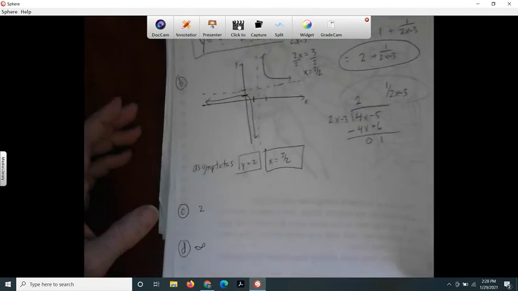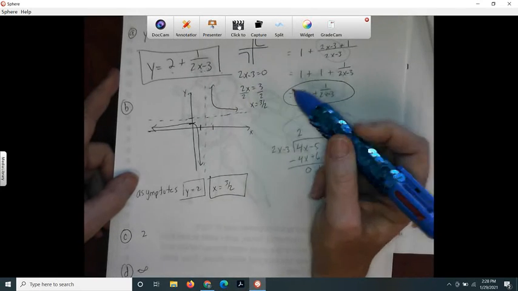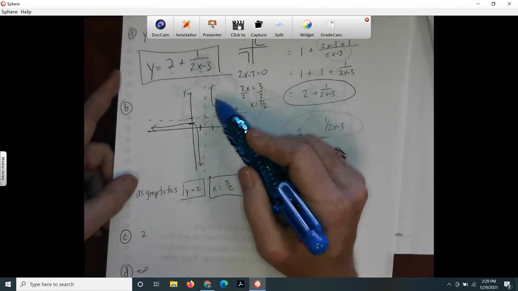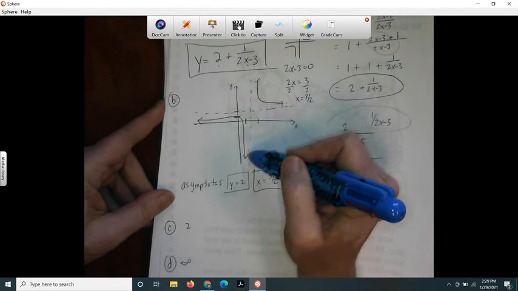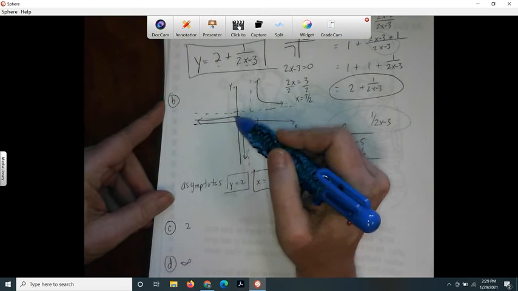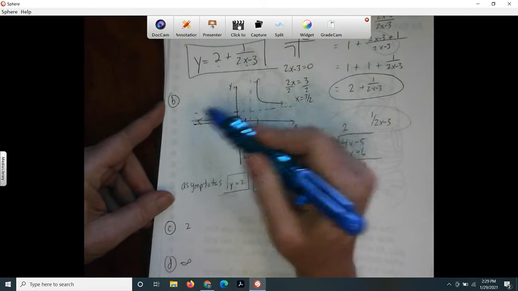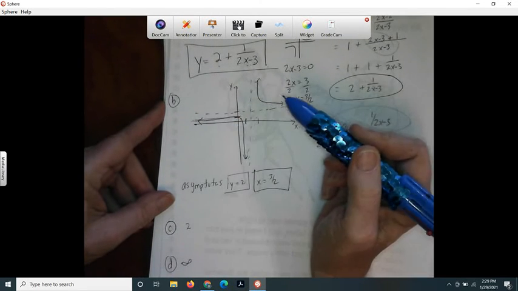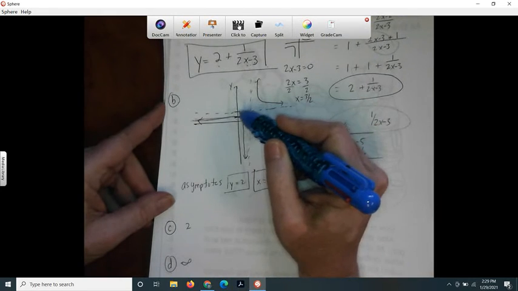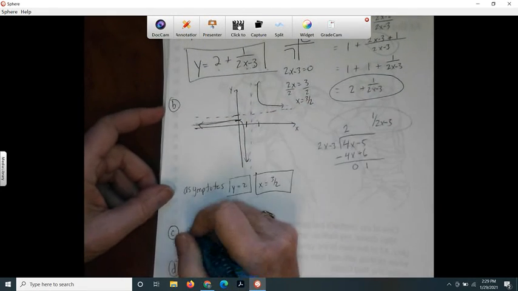And then letter C says, take the limit of the function as x approaches negative infinity. So I look at my function. That's why I graphed it on the paper, so I'd have it. I'm going to let x approach negative infinity. So negative, it's going that way. What is my y value getting closer and closer to as my x approaches negative infinity? Well, I think it's 2, so that's why I wrote 2.